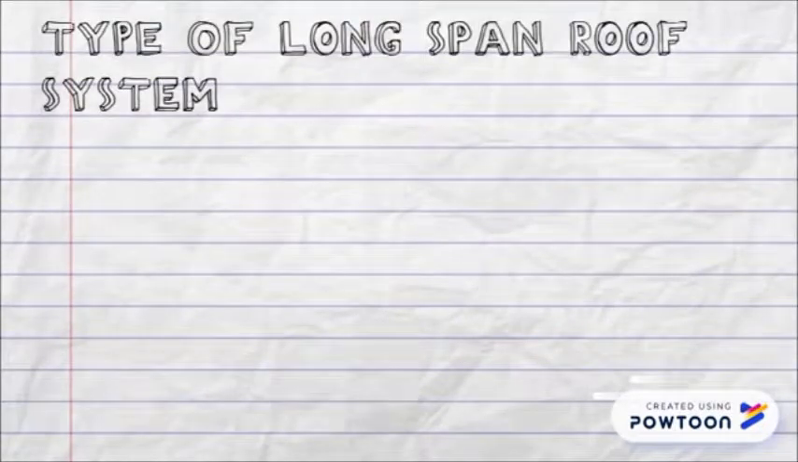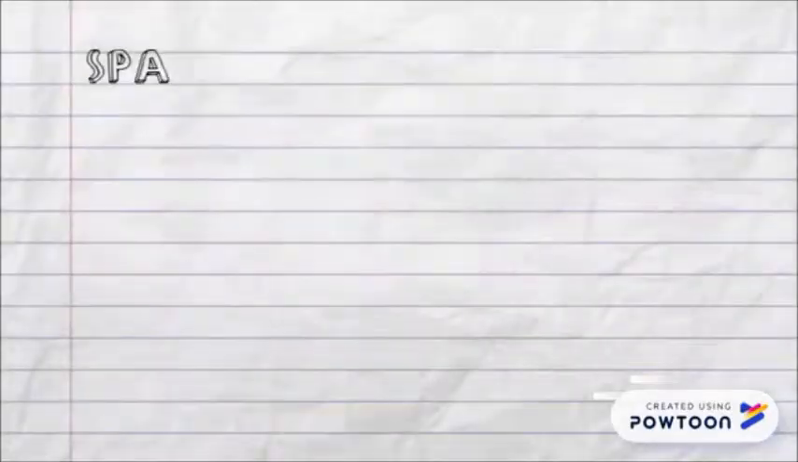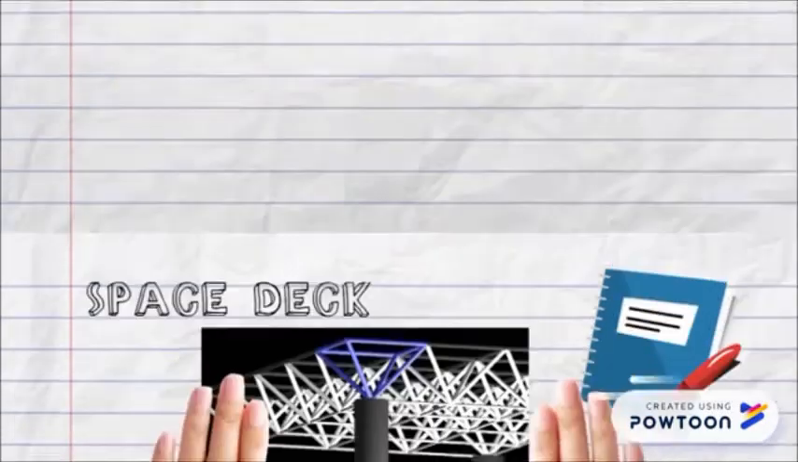Type of long-span roof system: lattice girder, an iron or steel structure consisting of two horizontal beams connected by diagonal struts, capable of longer span up to 35 meters. Space deck, given larger clear span of up to 22 meters for single span design, give up to 33 meters span for two-way span. This system at one time was widely used for schools and office building structure.